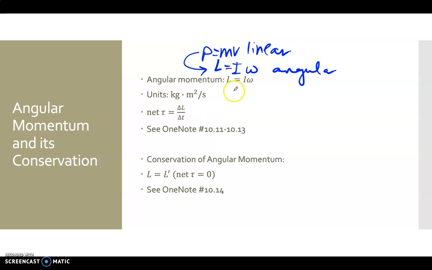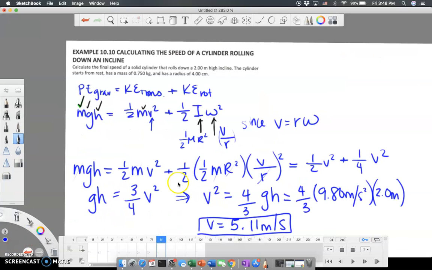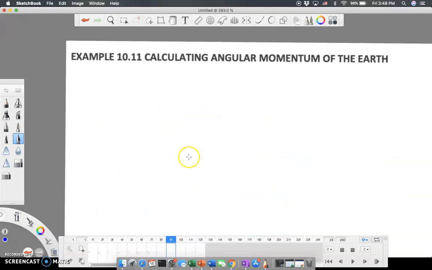And we can relate this to torque in such a way that the change in angular momentum over the change in time is equal to our net torque, okay? And we can go ahead and do a couple of examples with this knowledge. So let's go ahead and do that. So the first one is calculating the angular momentum of Earth.